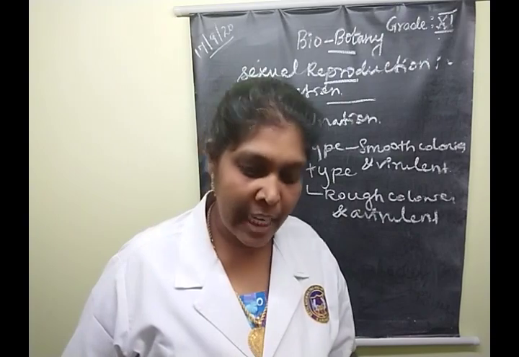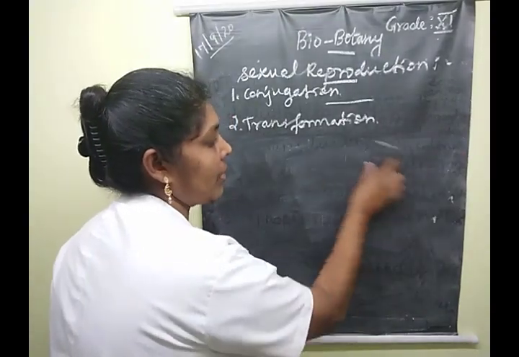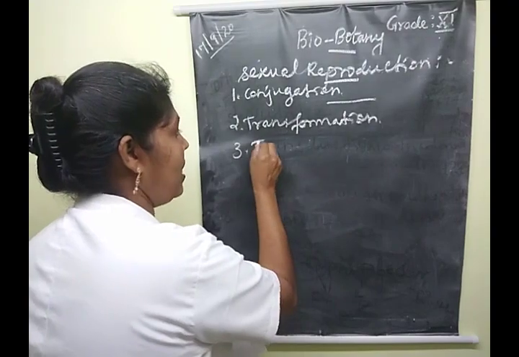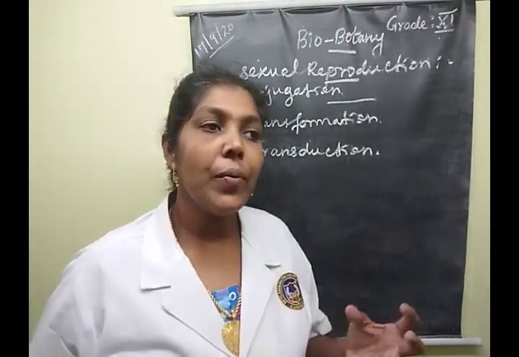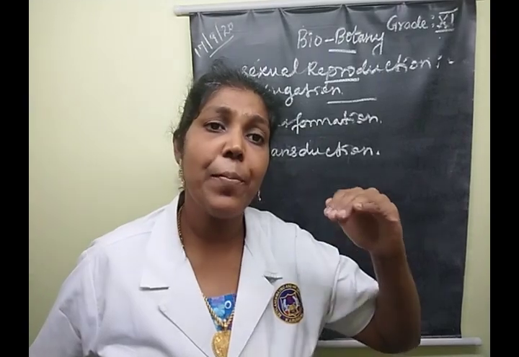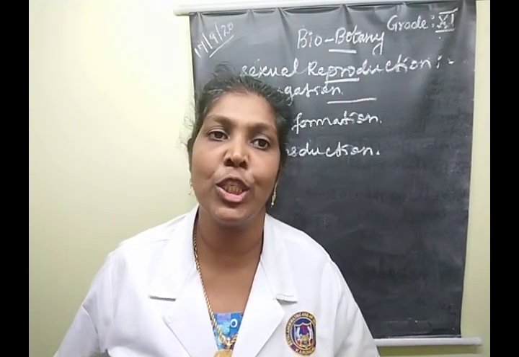Clear? Yes. The next one, the last method of sexual reproduction in bacteria, is transduction. What is transduction? All of you listen, children. Phage is the mediator. Two or three classes before, we finished the structure of bacteriophage. Am I correct? We simply call these phage particles. The phage particle is the mediator, and the transferring of DNA through it is known as transduction. Phage-mediated DNA transfer is known as transduction.